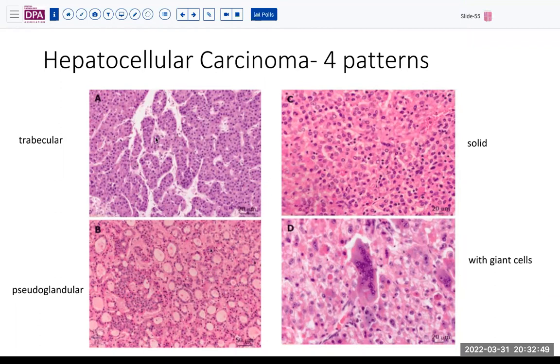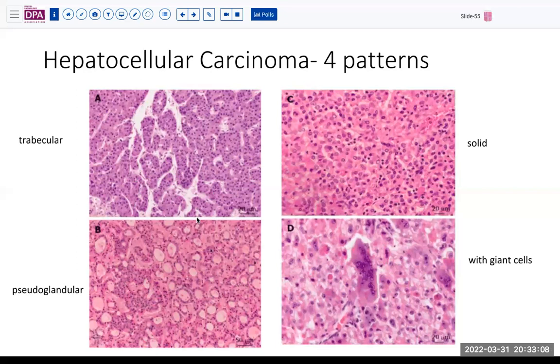So one pattern is this trabecular or nesting pattern, channels and so forth, islands of cells. So you've got some intervening stroma and you've got what seems to be a degree of architecture. That's a fairly common pattern.